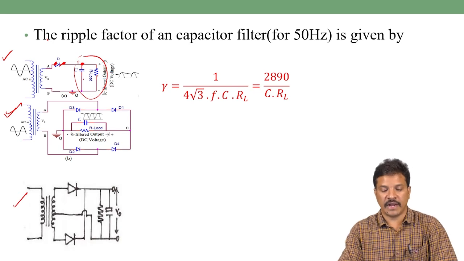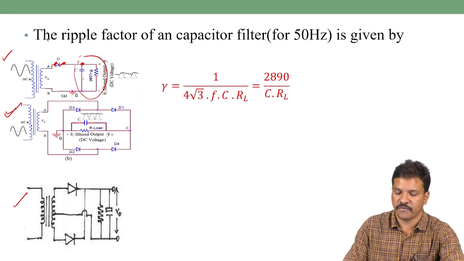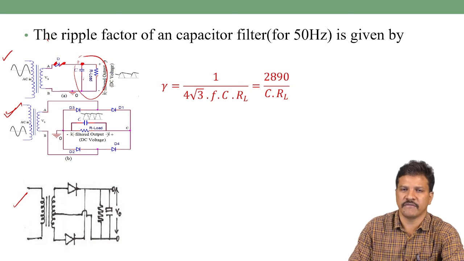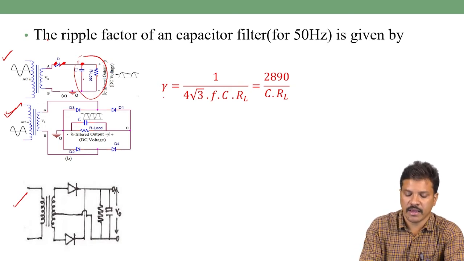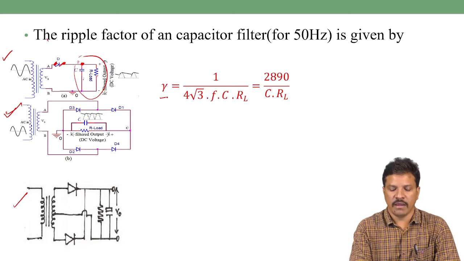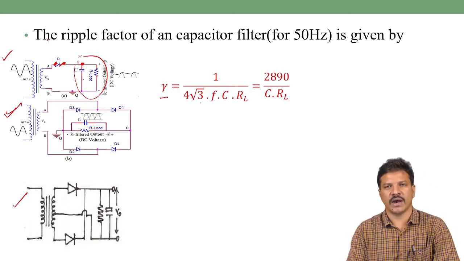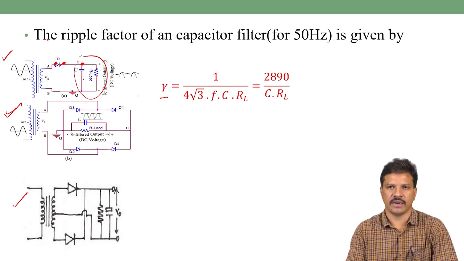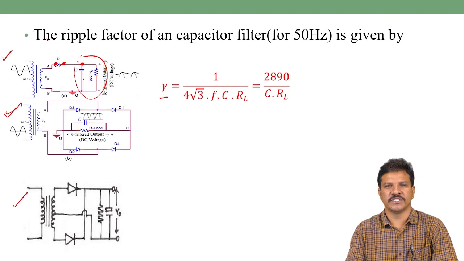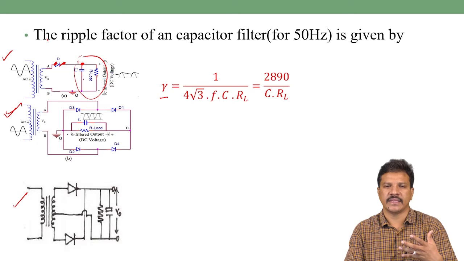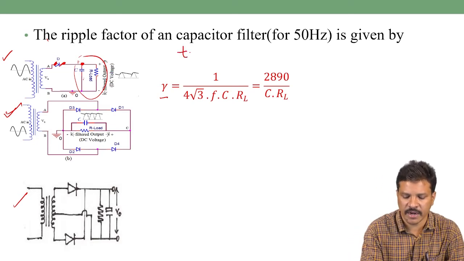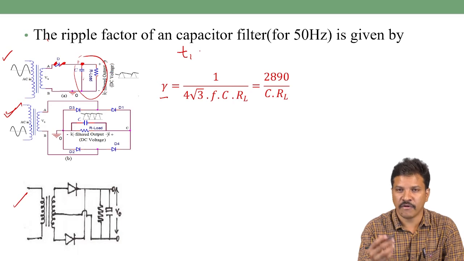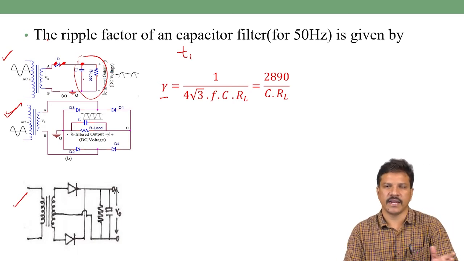What is the ripple factor for a capacitor filter for a 50 Hz, 230 volts AC input signal, which is given by gamma is equal to 1 by 4 root 3 F into C into RL. This is actually derived for the capacitor filter. Here I am directly giving the formula for the ripple factor. The derivation is based on the time for the charging period and the time for the discharging period, which is 100 times greater than T1.